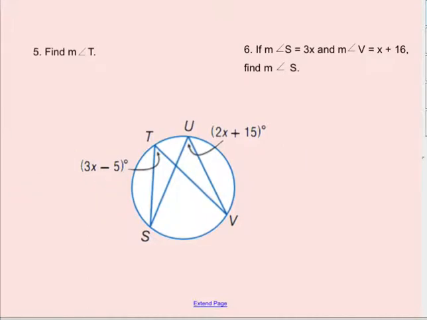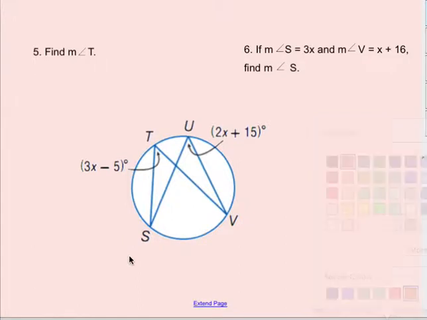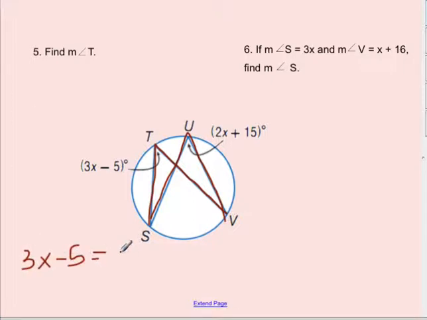So let's take a look at number 5. For number 5, we want to find the measure of angle T. Well, let's see here. We have an angle here. That's the measure of angle T. I notice that its intercepting arc is SV. Then we look at angle U, and I notice that its intercepting arc is also SV. So that means I can take 3x minus 5 and set it equal to 2x plus 15.